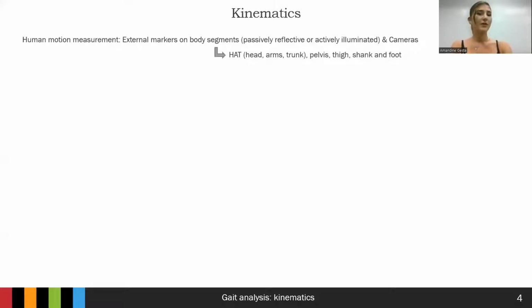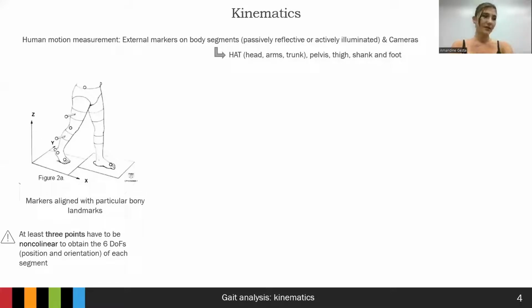When we talk about body segments, we refer to the head, arms, and trunk, but also the pelvis, thigh, shank, and foot. For gait analysis, the most important part will be, of course, the lower limbs, like the pelvis, the thigh, the shank, and the foot.